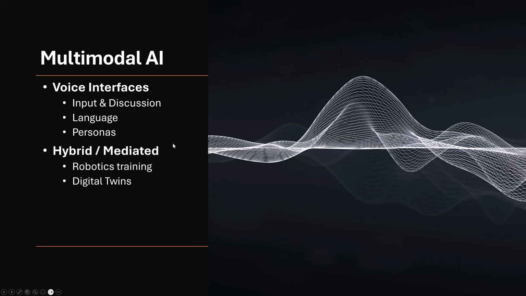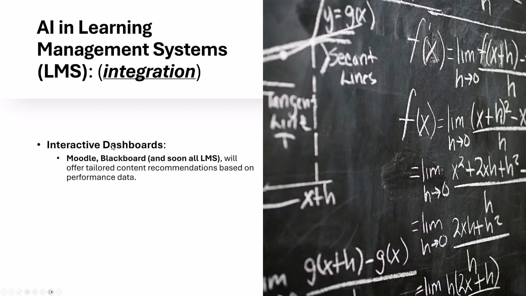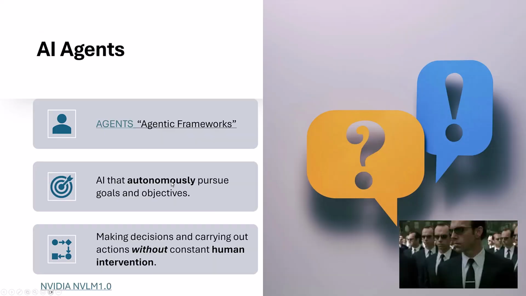There's a lot of AI going into things like robotics training, digital twinning, and of course, for us, the learning management systems. There's already interactive dashboards in certain areas or plugins that are going into Moodle and Blackboard, as far as I could tell. And then I just imagine that all learning management systems will, in the very near future, contain AI integration, as well as data insights, which will just amazingly improve our ability to create that adaptive learning experience to serve our students better.